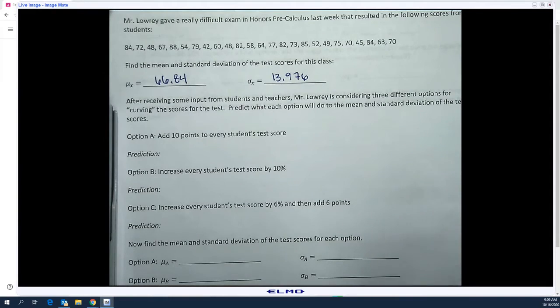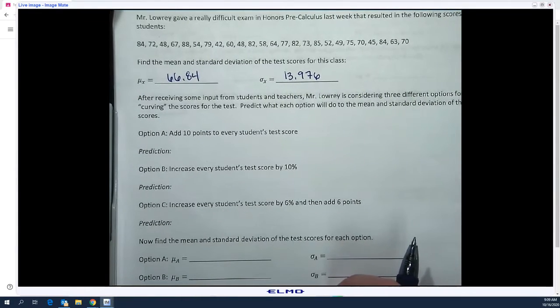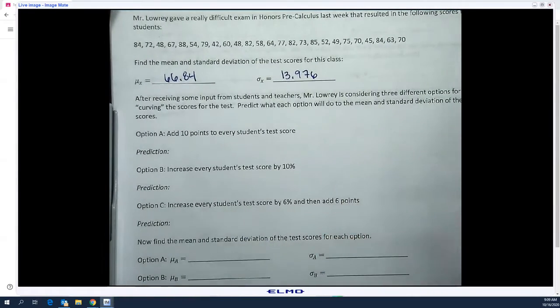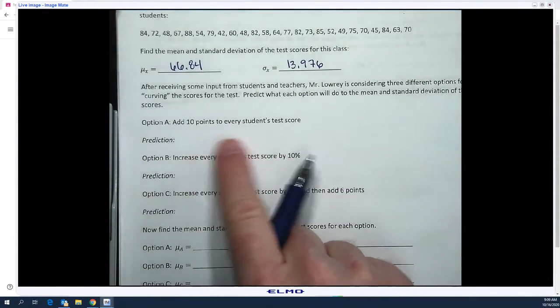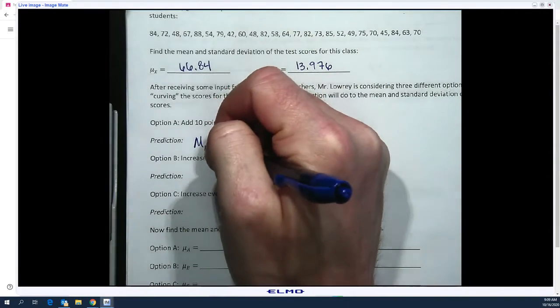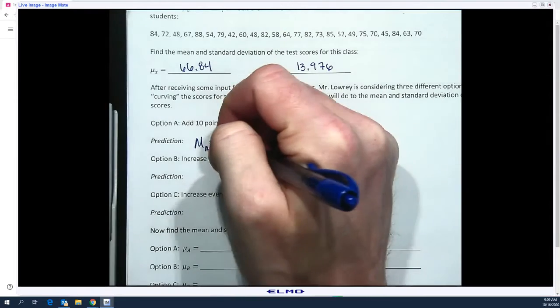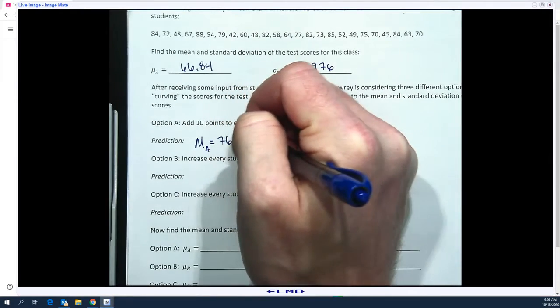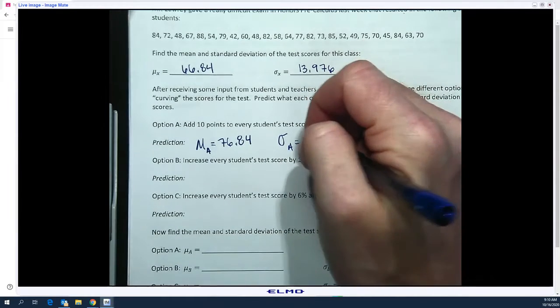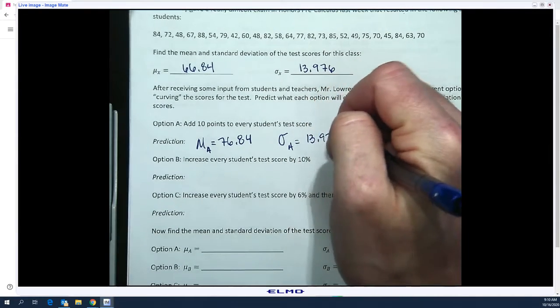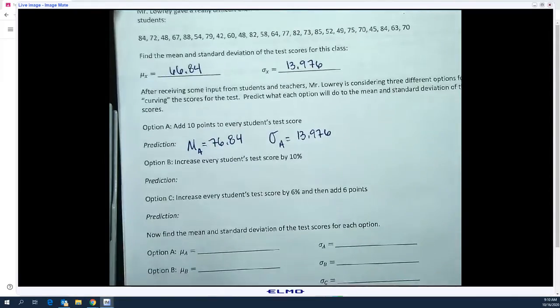Okay, so after receiving some input from students, he is considering 3 different options for curving. He's going to curve. It's really nice of him. We're going to predict what those options will do to the mean and standard deviation. So it says add 10 points to each student's score. Hopefully you realize that would be, we'll call this mu A, 76.84. And the standard deviation in this situation would still stay the same, because when you add, it only affects the mean.